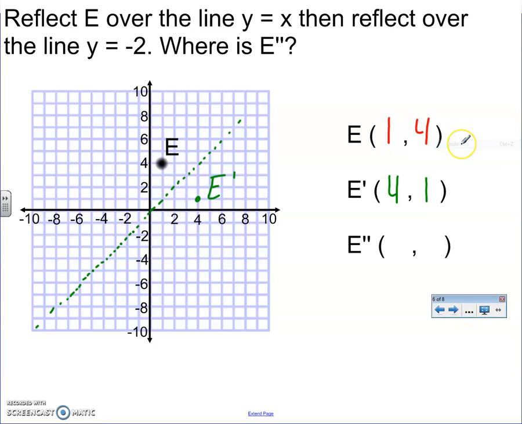Then from there, we have to do another transformation. It says reflect over the line y equals -2. So I'm going to draw this next line. Y equals -2 is this line right here.